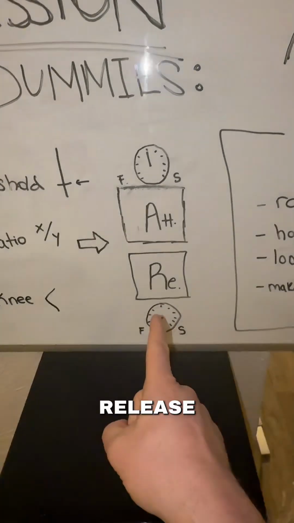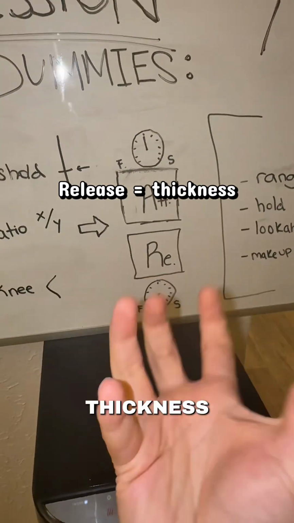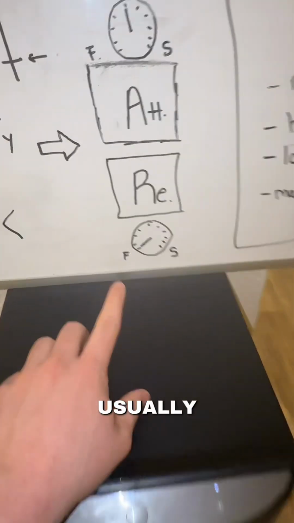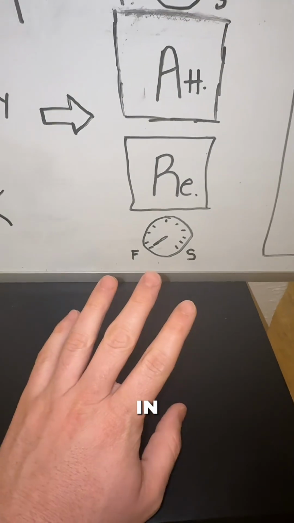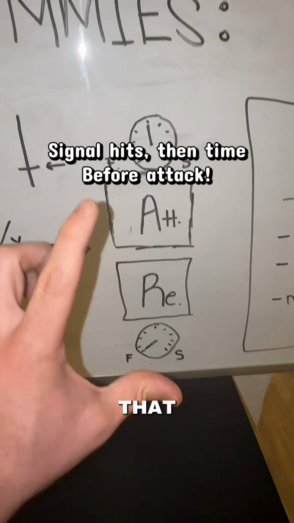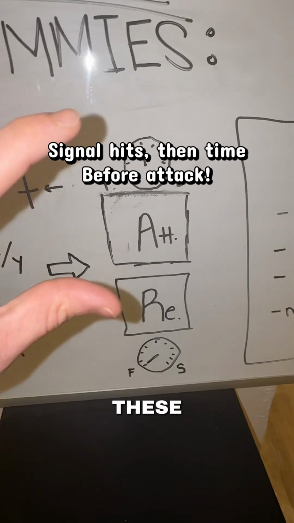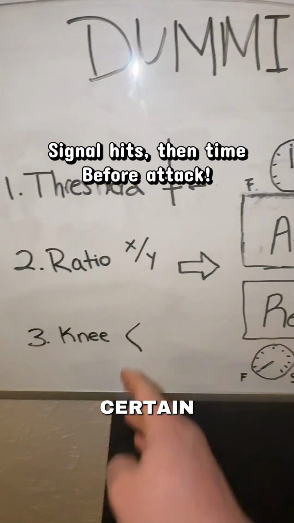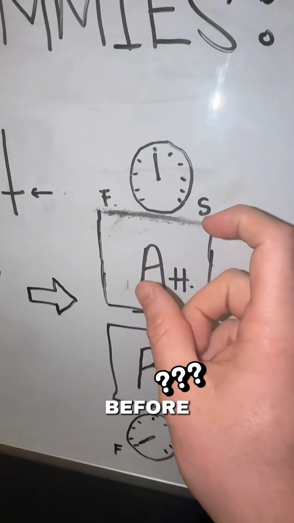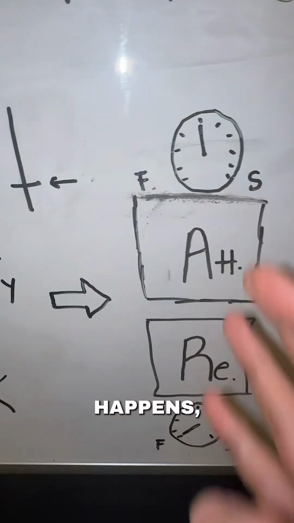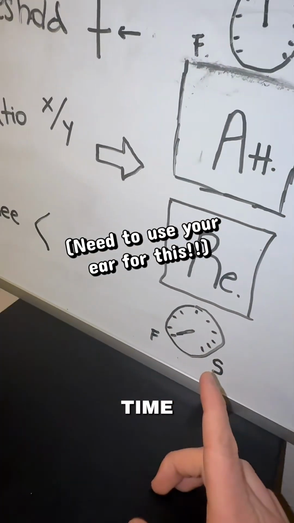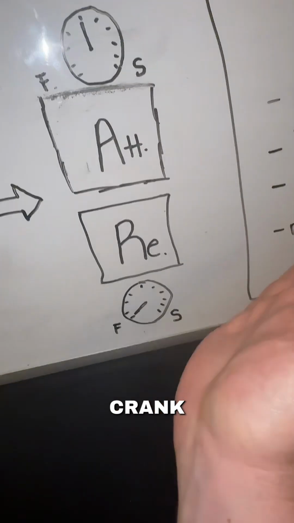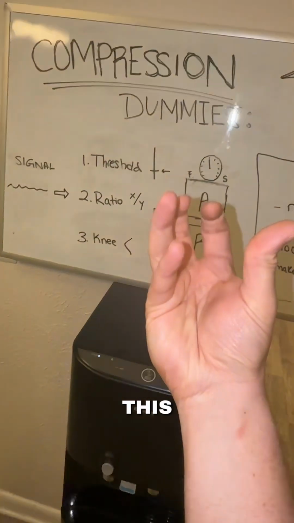I like to think of release as density, as thickness of this compression, as how long this compression lasts. And it usually ranges fast to slow in milliseconds. This is the time that it takes before either of these will act. So your signal hits the threshold at a certain ratio and a certain knee. How many milliseconds is it before the attack hits? And once that happens, how much time does that happen for? And a slower release, the longer you crank that release knob, the fatter this effect is.